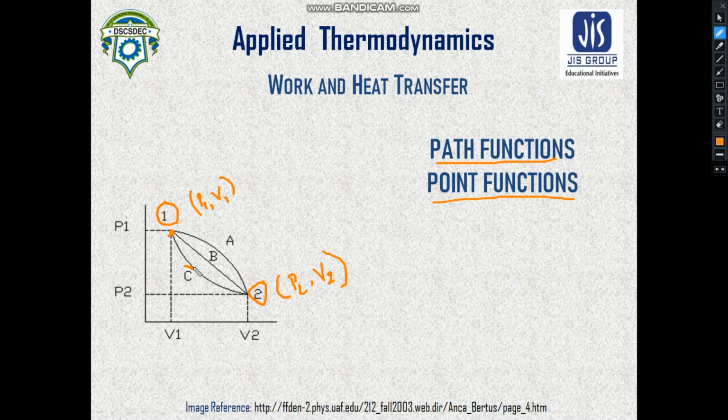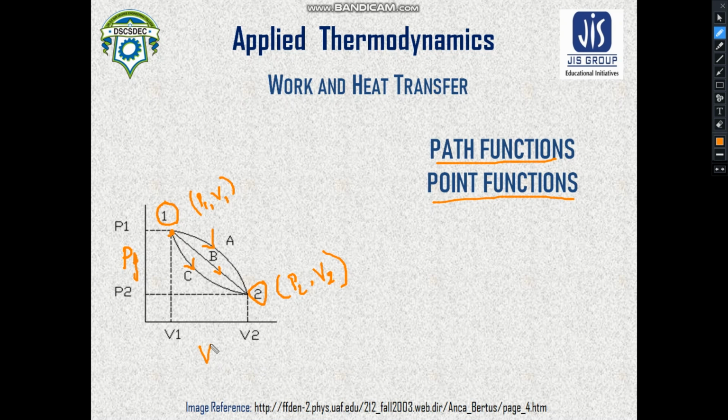Let us consider the thermodynamic state 1 has been changed to thermodynamic state 2 by following a path C. Similarly, let us assume a thermodynamic process has happened where the states have changed following this path and this one also. So there are three different paths A, B and C. Now from your common sense, you can easily understand each of the three curves has a different amount of area. So the area in the thermodynamic curves is very important.